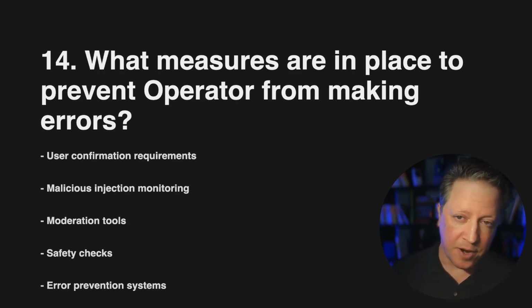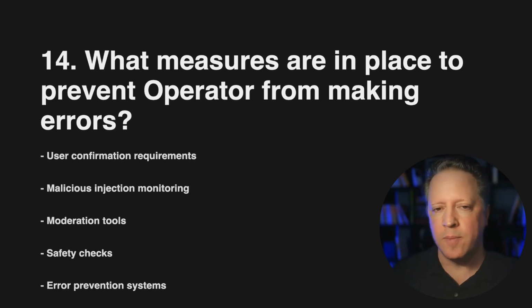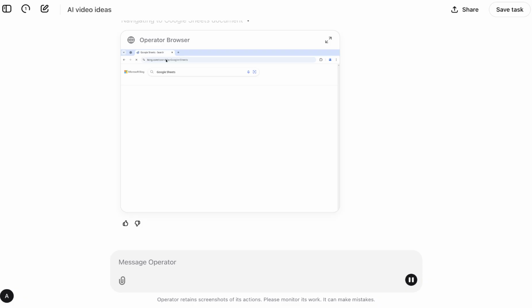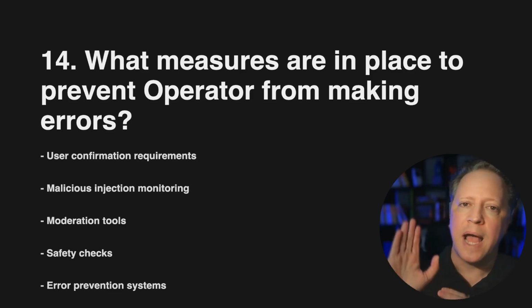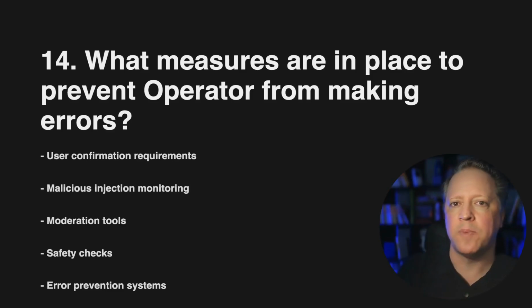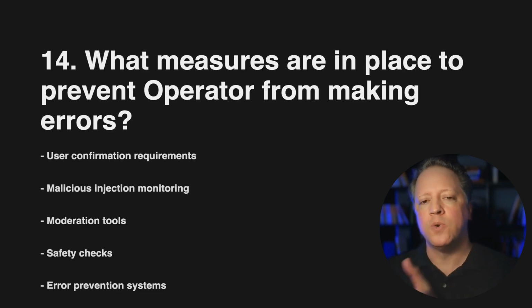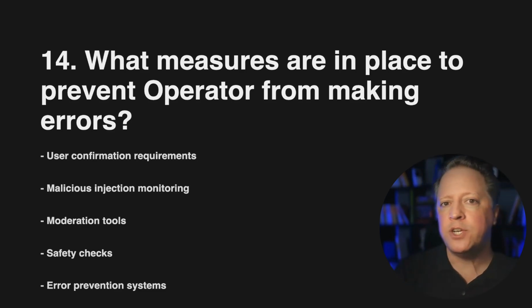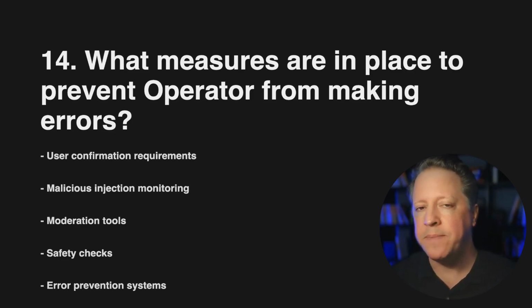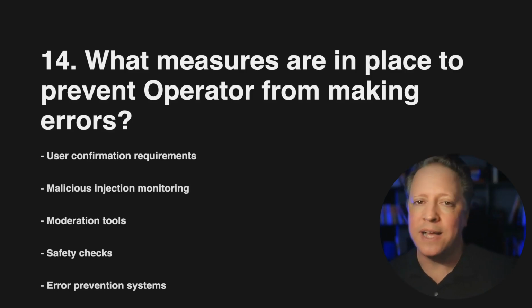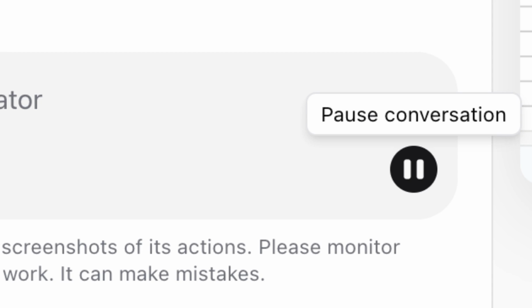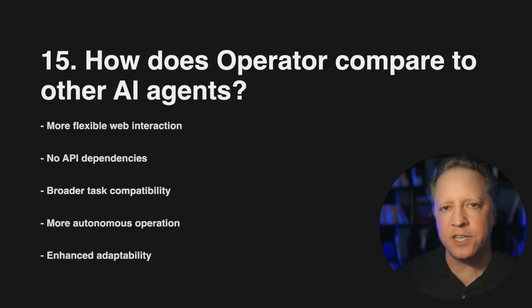What measures are in place to prevent Operator from making errors? As we mentioned before, there's user confirmation requirements. It uses a cloud browser, so it's not using your own browser. Everything you're doing is happening on a remote server, which is securely handled by OpenAI. This is to prevent Operator from doing something that might affect your own system. Eventually, these things will be more secure and you might let it take over your entire computer, but for right now, it controls a cloud based browser. There are moderation tools to make sure that it's not doing something it shouldn't be. And like I said before, you can take control as it's doing something and stop it. There's a pause button.